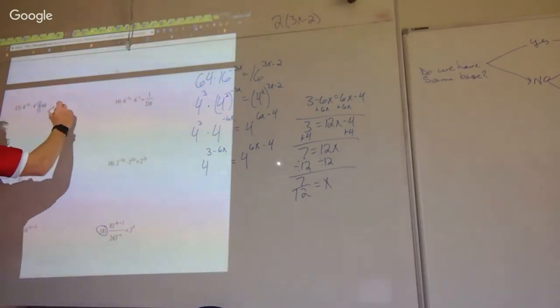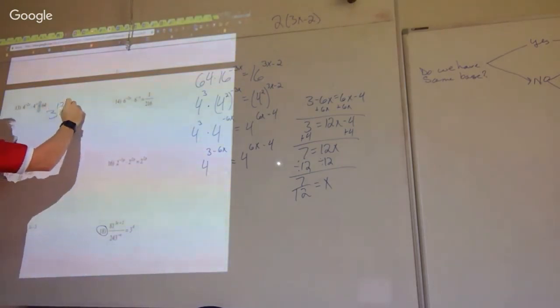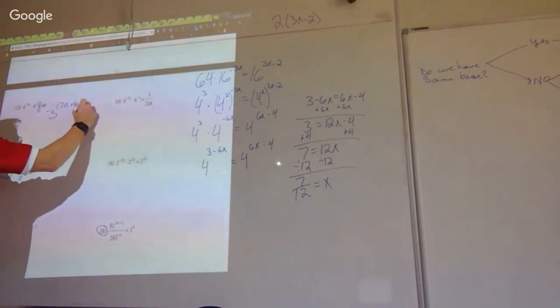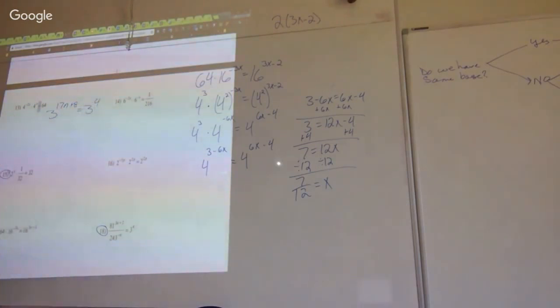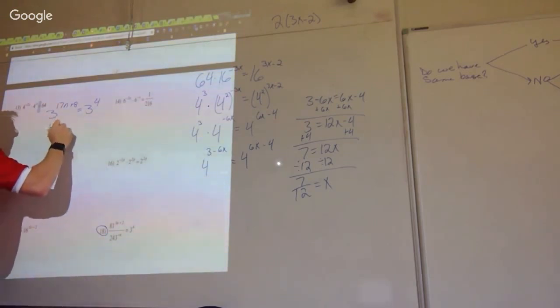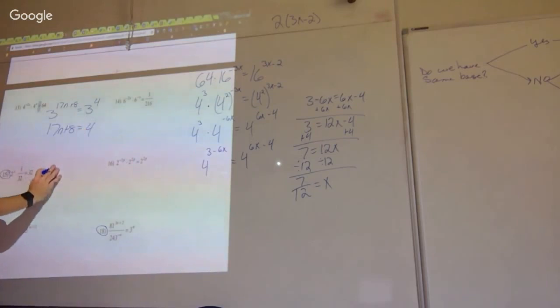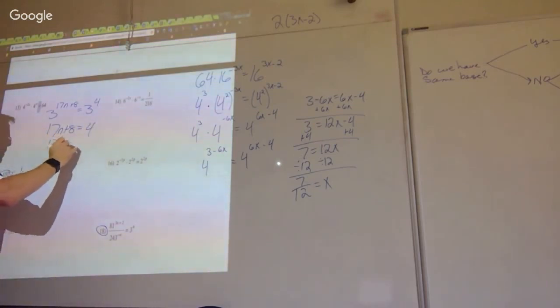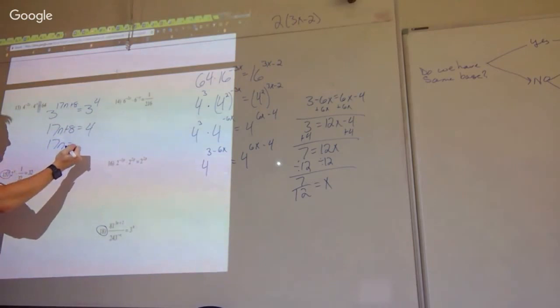So we got 3 to the 17n plus 8 is equal to 3 to the 4th. 12n plus 5n gives me 17n. We have the plus 8. We haven't done anything with the 3 to the 4th. Now, we have the same base, a single base on both sides. What can we do? 17n plus 8 equals 4. Then subtract 8. 4 minus 8 is?